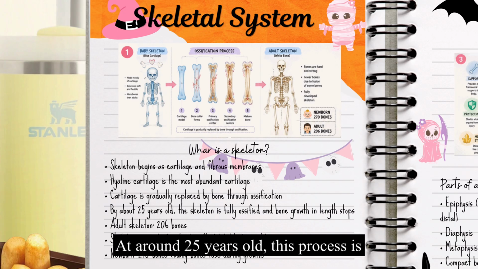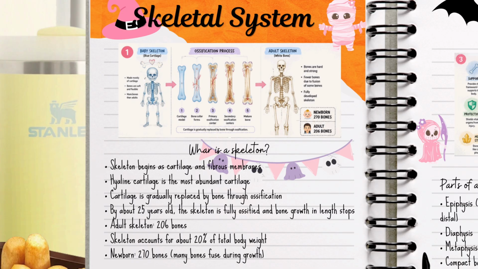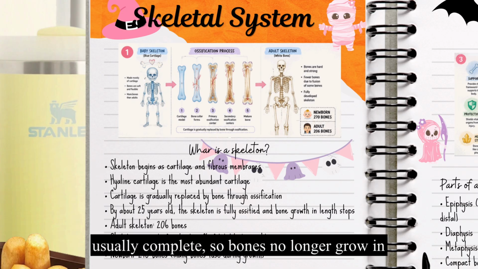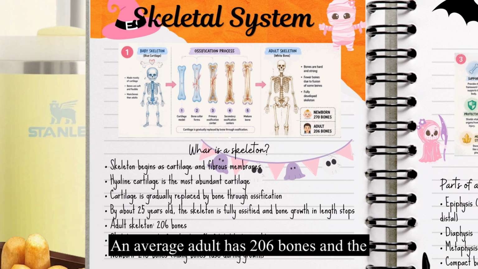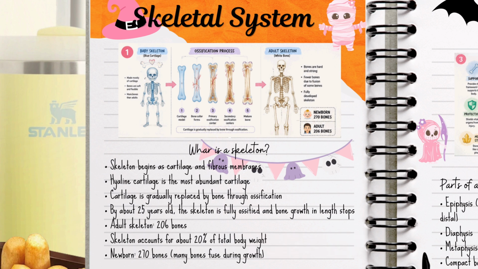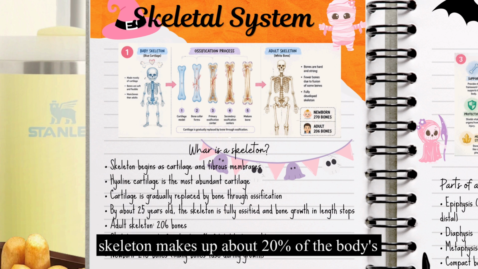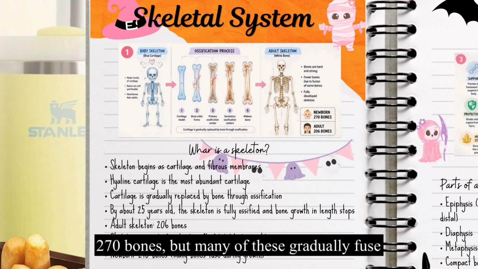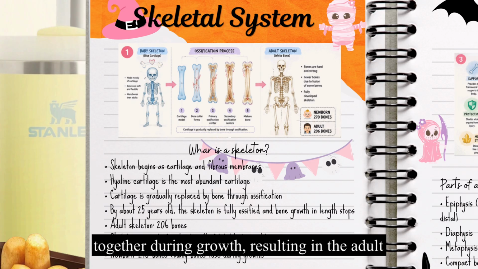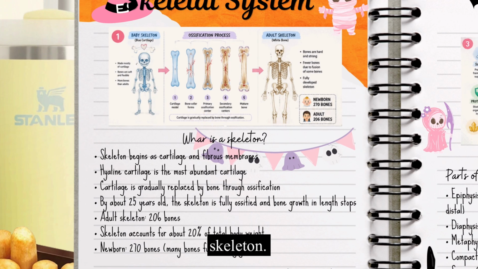By around 25 years old, this process is usually complete, so bones no longer grow in length. An average adult has 206 bones, and the skeleton makes up about 20% of the body's weight. Newborns have about 270 bones, but many of these gradually fuse together during growth, resulting in the adult skeleton.